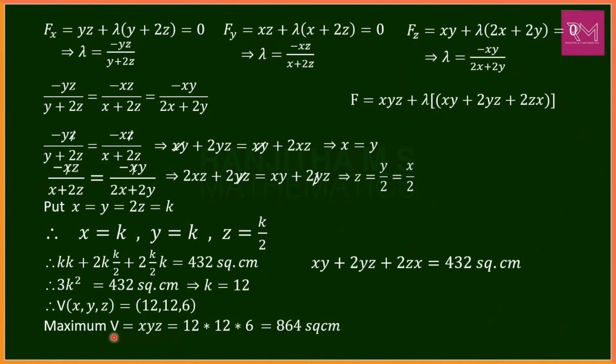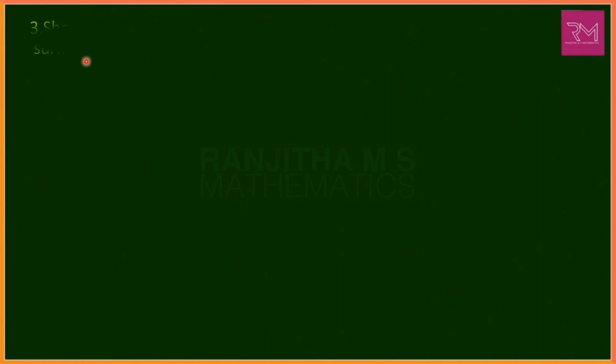Here u is nothing but our v, hence we get v is equal to x into y into z. Substitute the x value as 12, y value as 12, and z value as 6. We get the value as 864 square centimeter. This is the maximum value of v. This completes the problem.